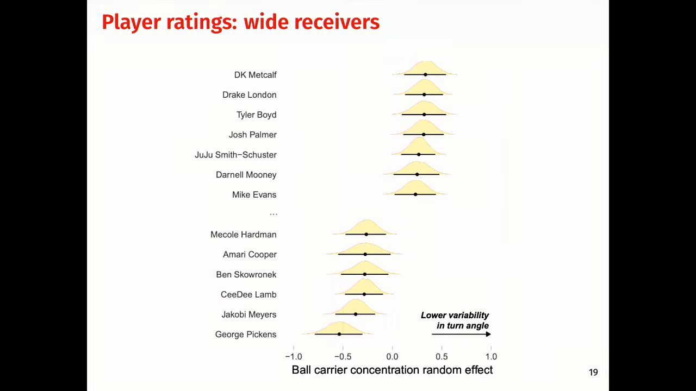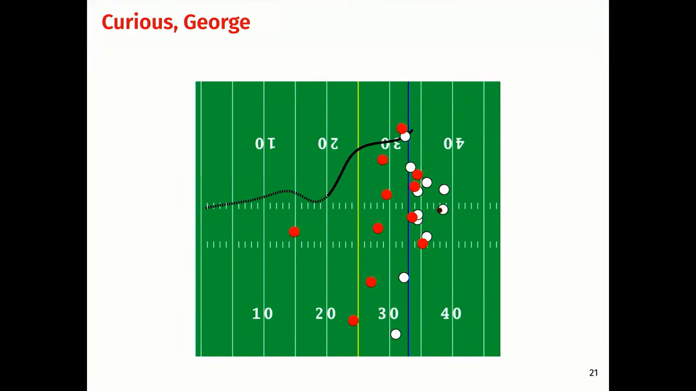So on to the most fun one, wide receivers. Once again, low variability players at the top and high variability at the bottom. Let's first pay attention to the players down here. And we see that George Pickens is the shiftiest wide receiver in our sample of plays. We're curious to see whether the results for George Pickens match the film.